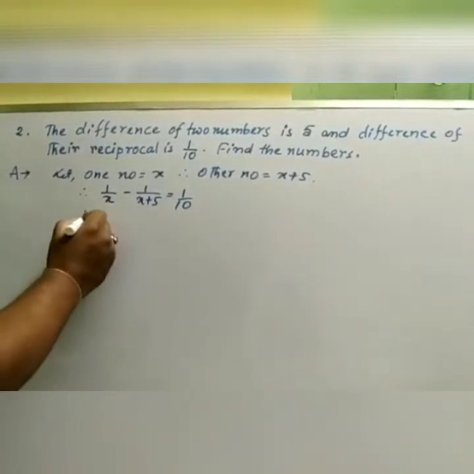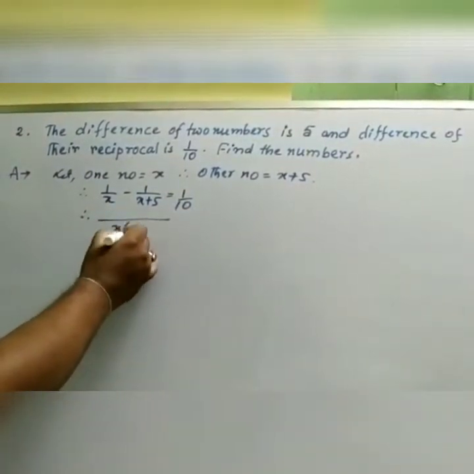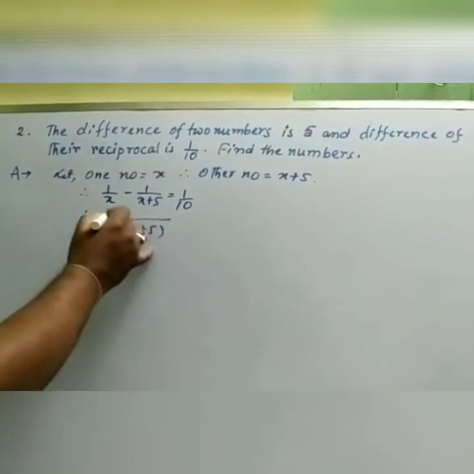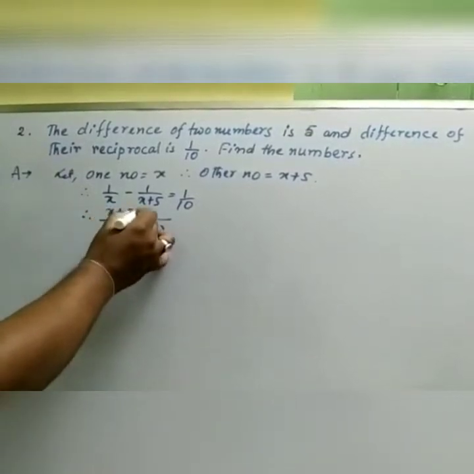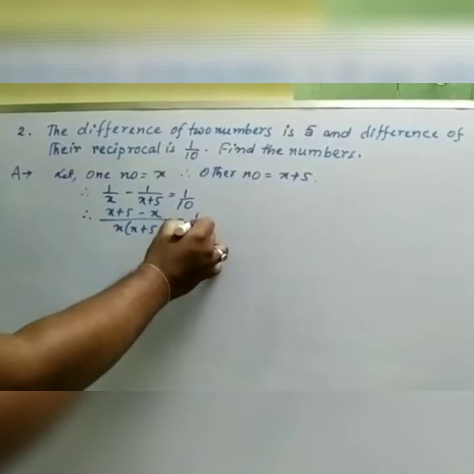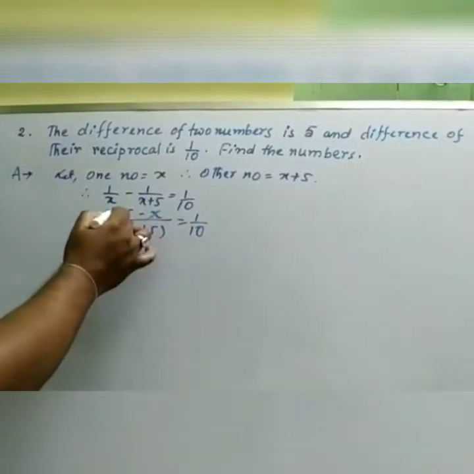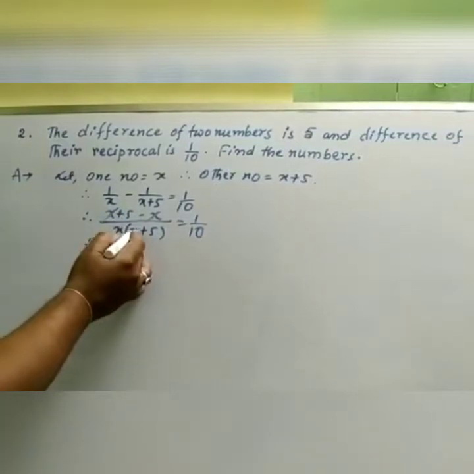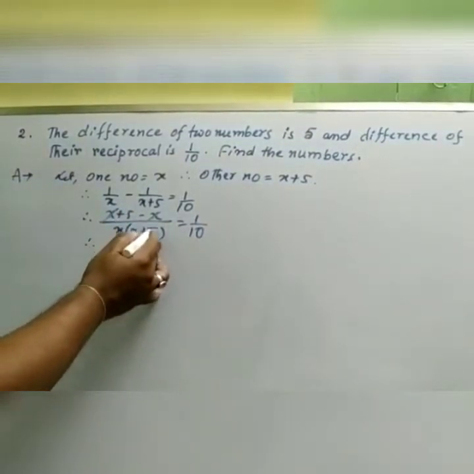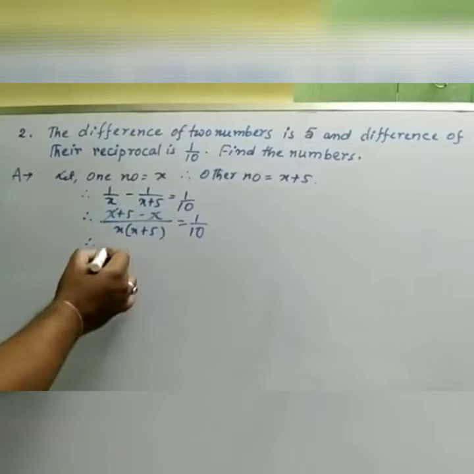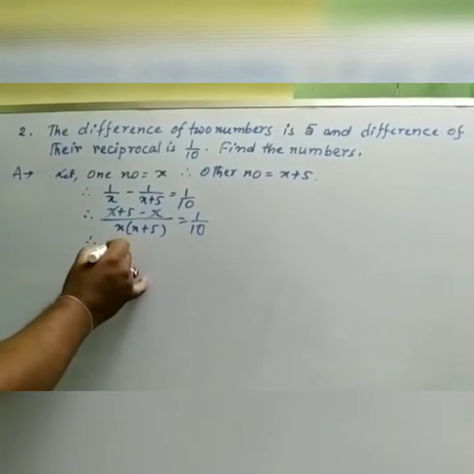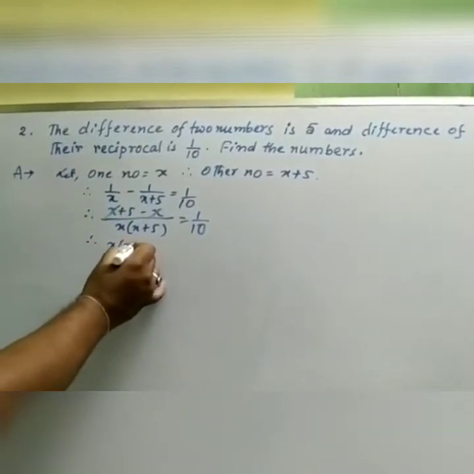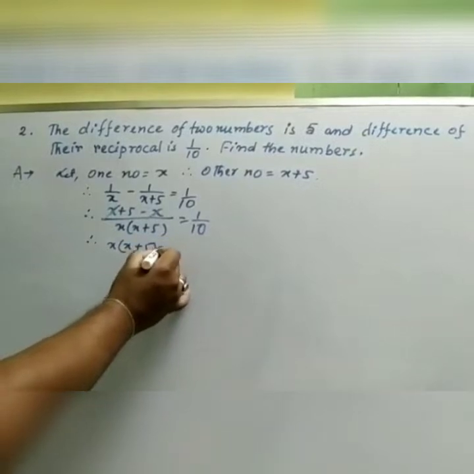Now we will take the LCM of the denominators, that is x into x plus 5, and it will become x plus 5 minus x equals 1 by 10. This x cancels, so it becomes 5 by x into x plus 5 equals 1 by 10. So 10 will be multiplied and it will give x into x plus 5 equals 50.